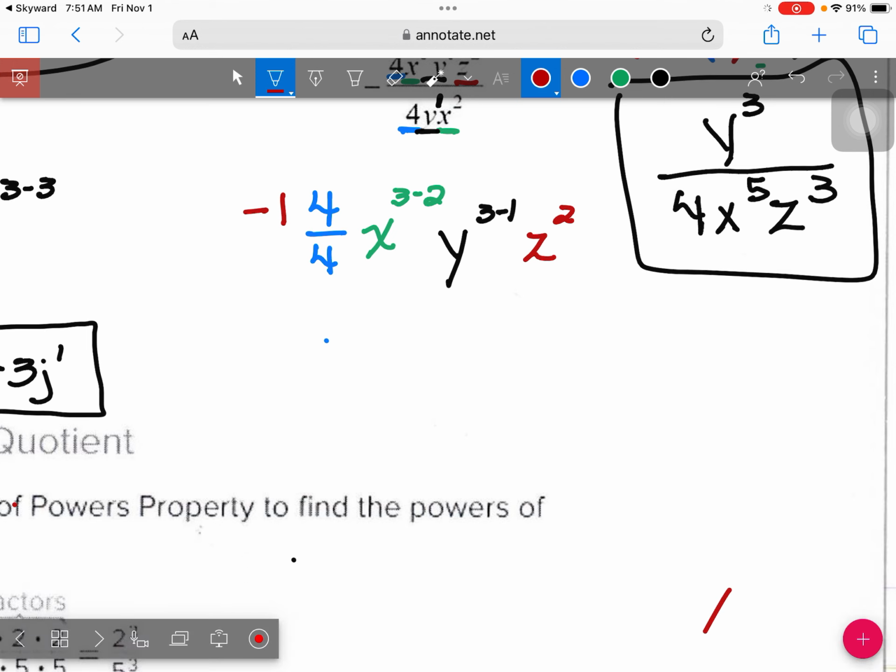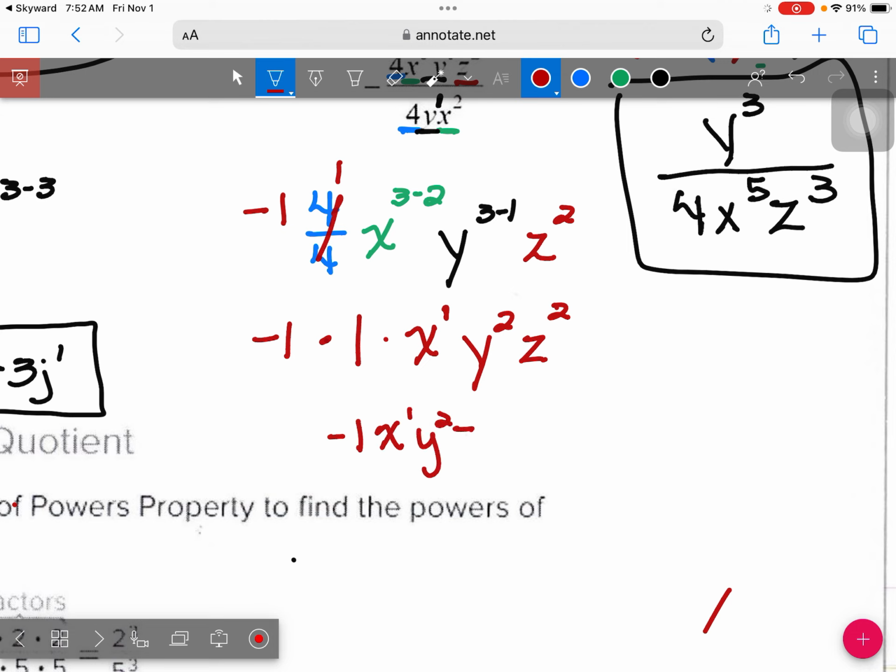Okay, so I'm going to keep that negative 1. What is 4 divided by 4? 1. So that's just a 1. So I can put times 1. X to the 3 minus 2 is x to the first. Y to the 3 minus 1 is y squared. And z squared, that's the only one there. Negative 1 times 1 is negative 1. X to the first, y squared, z squared. Final answer.